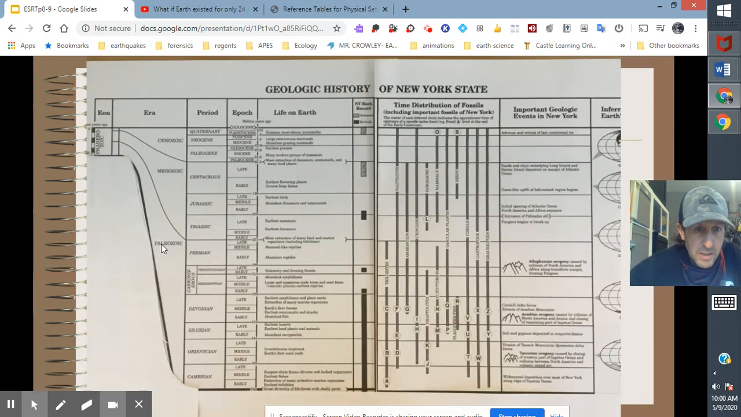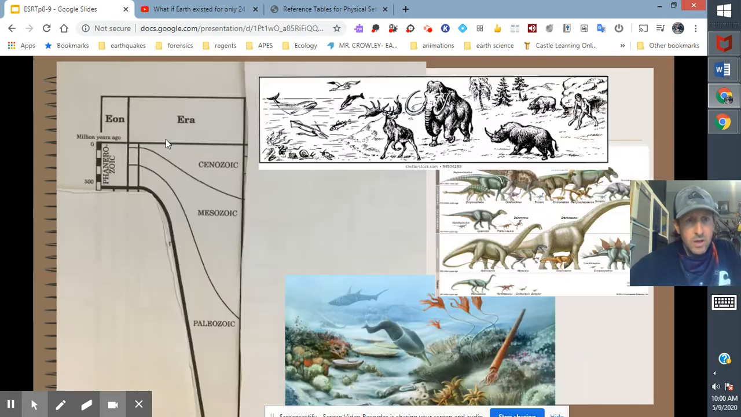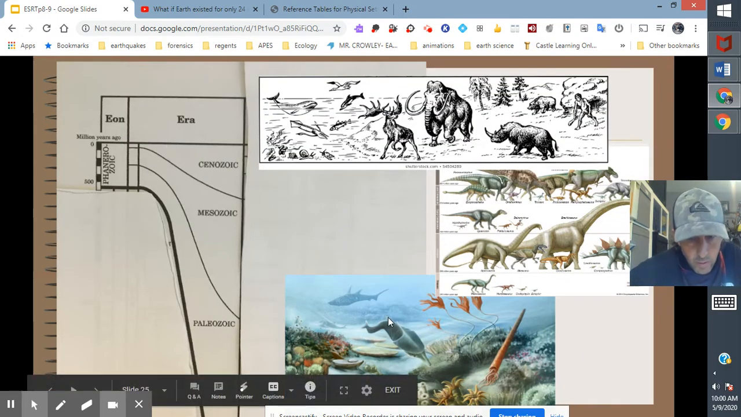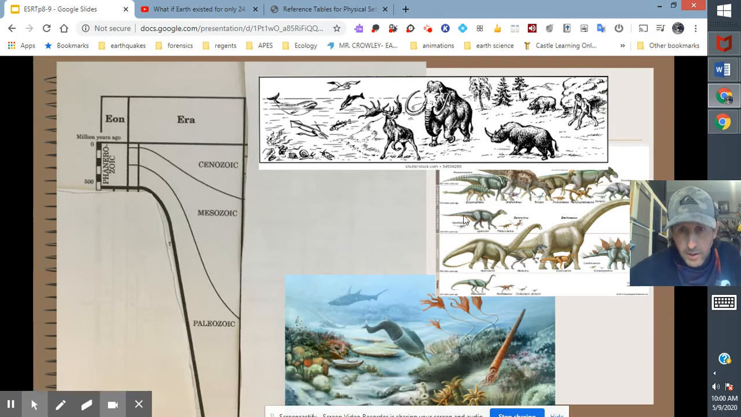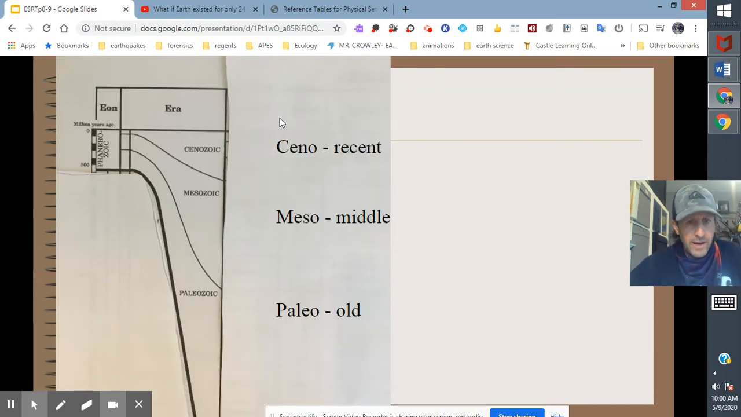The Phanerozoic is broken up into the Paleozoic, the Mesozoic, and the Cenozoic era, right? Oldest down here, youngest up here. And just so you know, these are the organisms that we think were living in the Paleozoic, Mesozoic, and Cenozoic. And sure enough, we are living in the Cenozoic, okay? Some organisms you should be more familiar with. Some have gone extinct, but some have not, okay? So if we advance, Paleo meaning old, Meso middle era, and Ceno meaning recent era.